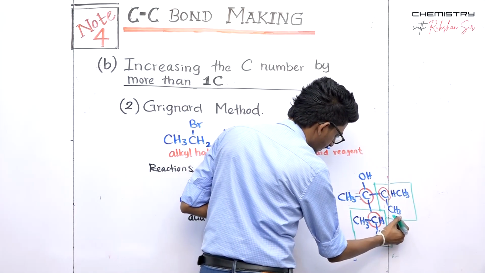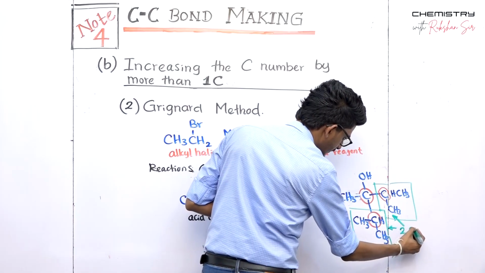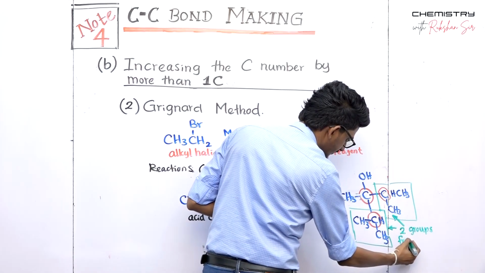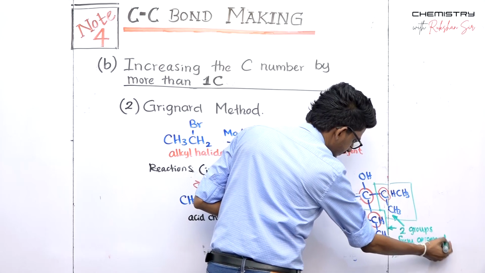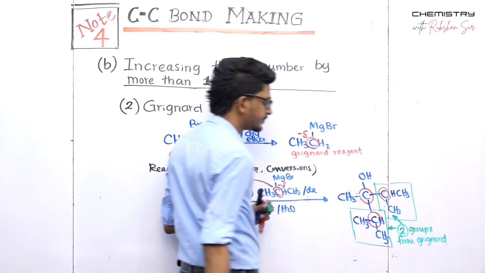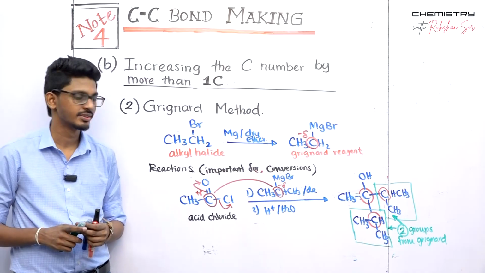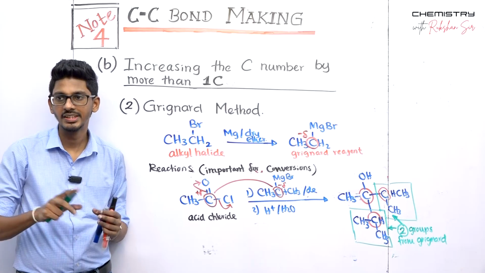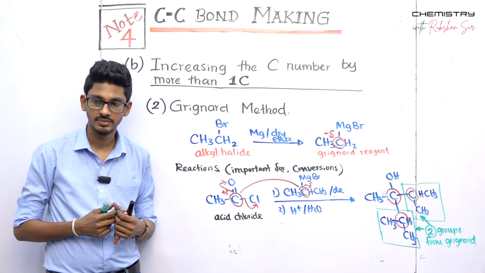All of these things are in your note, so see the note as well. 2 groups from the Grignard. That is how the acid chloride behaves with the Grignard. This is just the theory part. We are going to use these things in conversions.